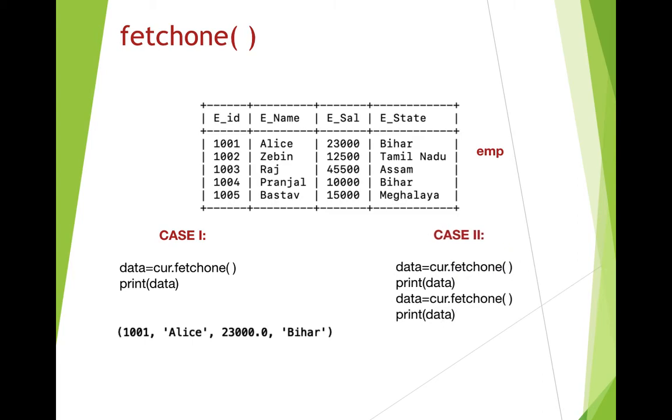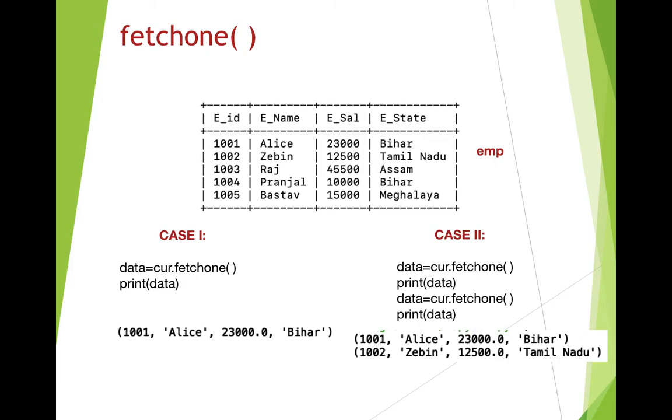Let us see case 2. In case 2, we have used these two commands twice. Now, after using fetch1 once and printing the data, if I again use the fetch1 function, then what will happen? After printing the first row, the cursor will move on to the next row. So, whenever we use the fetch1 function again, it will not display the first row again, it will go and display the second row. So, this will be our case.